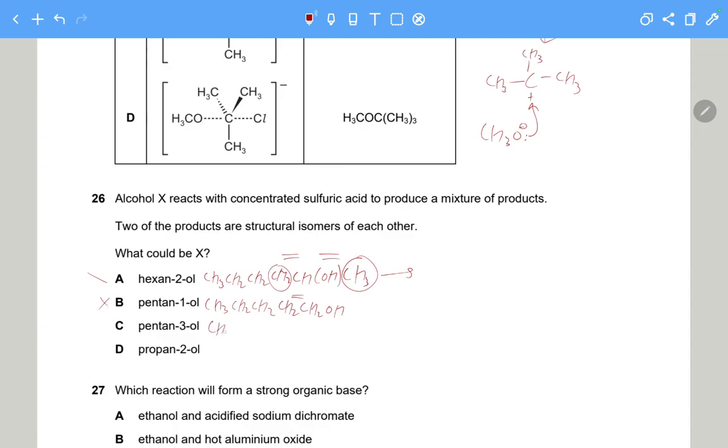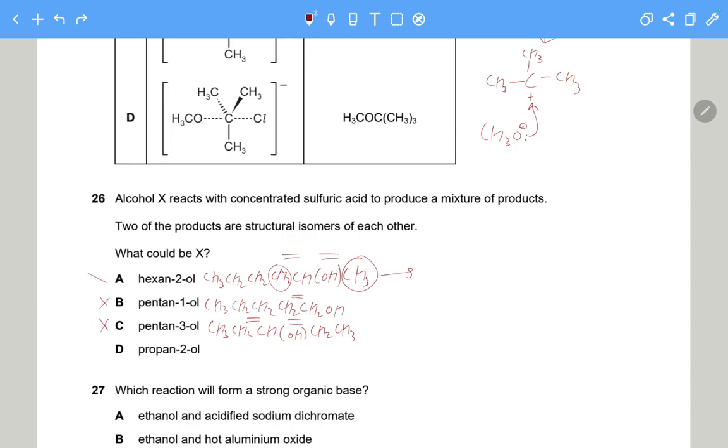Pentan-3-ol, CH3CH2CHOHCH2CH3. Now, you can get a double bond between these two or these two, but in either case, the product will be the same because you can count it from the opposite direction. So you get the same product, and that's why C can also not be the answer.